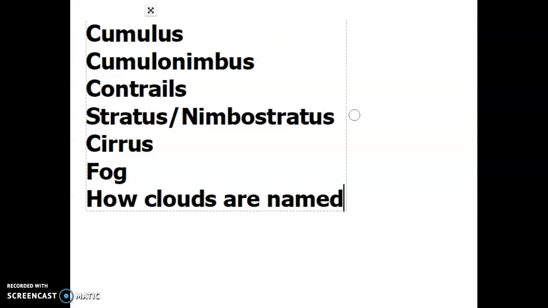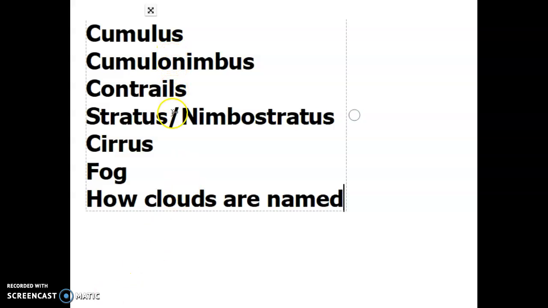So in preparation for this week's quiz, seriously, let's take a look at this. You should have this in your notes. Does this sound like an easy quiz? Okay, can we please make up for some of the stuff that we did last week? Cumulus, cumulonimbus, contrails, stratus, nimbostratus, cirrus, fog, and how clouds are named. That is pretty much going to be your entire quiz.